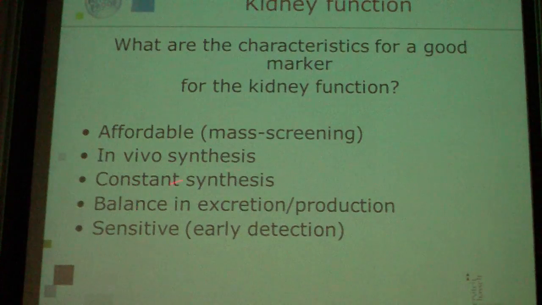Another important criterion is that you need a balance in excretion and production, that it's independent of body mass, of things like that. And of course you want the parameter to be sensitive. You want an early detection instead of a late one.